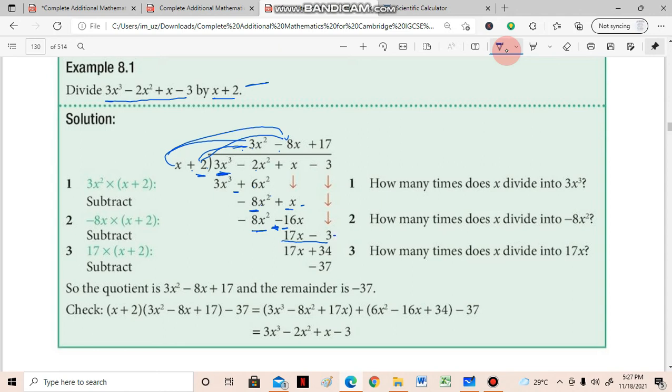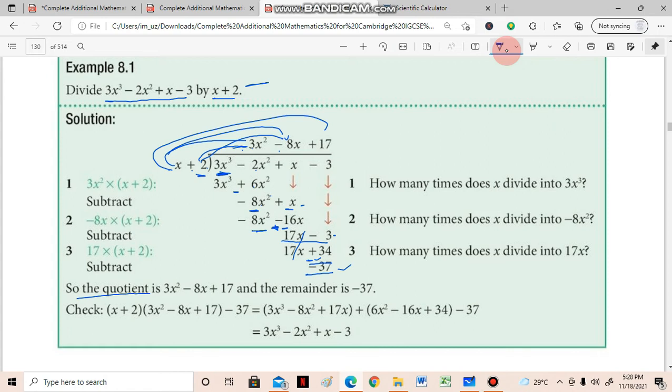Now we have to see what number we will multiply x with to get positive 17x. So we know that we can multiply x with 17 to get positive 17x. So we have done the same, and then we have multiplied 2 with 17 as well. So positive 2 multiplied by positive 17 is positive 34, right? So 17x and 17x will cancel, and we have minus 3 and plus 34. So this will become negative, and negative is plus. So 34 plus 3 is 37, and the sign is always of the greater number, which is minus over here. Okay, so the remainder that we have is minus 37.